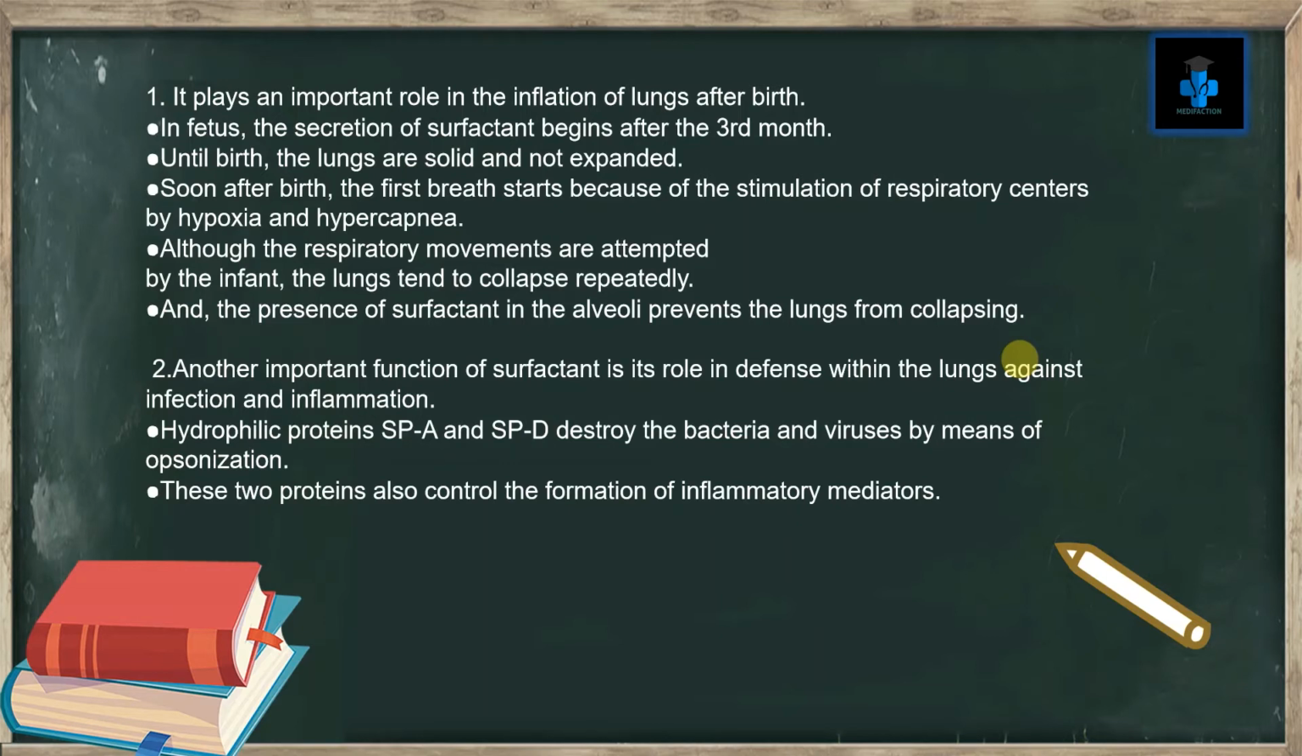Although the respiratory movements are attempted by the infant, the lungs tend to collapse repeatedly, and the presence of surfactant in the alveoli prevents the lungs from collapsing. The second most important point is its role in defense within the lungs against infection and inflammation. Hydrophilic proteins such as SpA and SPD destroy the bacteria and viruses by means of opsonization. These two proteins also control the formation of inflammatory mediators.